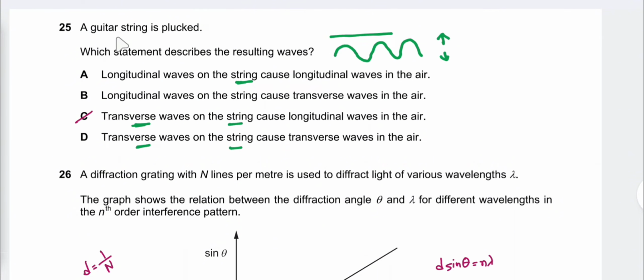For a guitar string, when it is plucked, sound waves are produced, and we know that sound waves are longitudinal waves, so longitudinal waves in the air. So a transverse wave on the string causes longitudinal waves in the air. So the answer is C. The string vibrates up and down, therefore it is a transverse wave on the string that causes a longitudinal wave in the air.